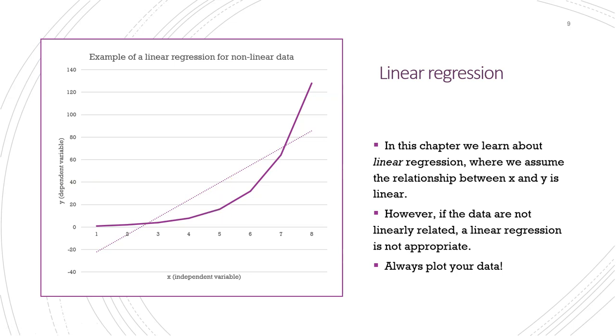So the reason why you need to make sure the line that you choose best fits the data is because if you don't, your predictions are not going to be right. And that's a problem in business, right? If you don't have accurate predictions, you could end up in trouble. So a couple things. One, always plot your data. Look to see what they look like. You can clearly see that this is a nonlinear relationship, so you shouldn't be using a linear regression.